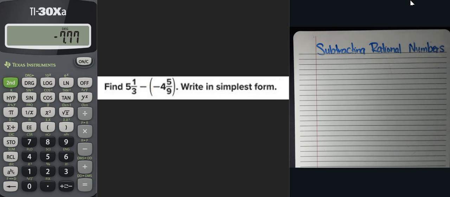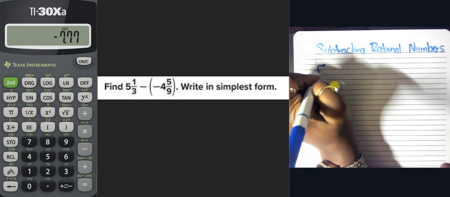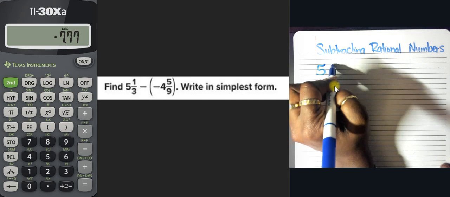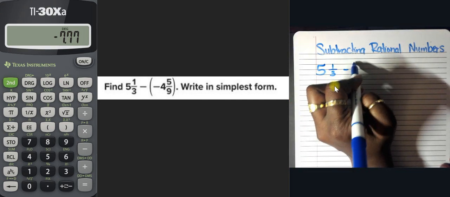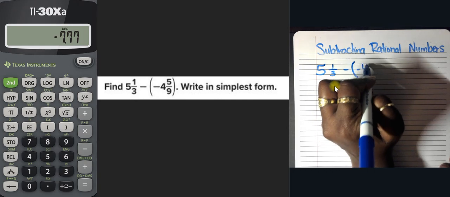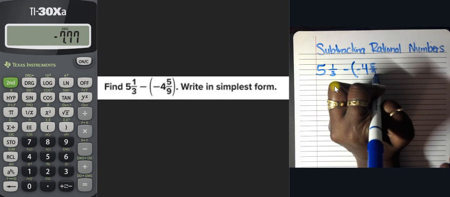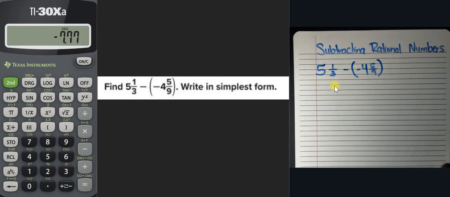So let's see what we're going to do first. First, let's write down our information. So we're going to write down 5 and 1/3 and subtract -4 and 5/9. Okay, first things first, we want to get rid of those double signs, right?